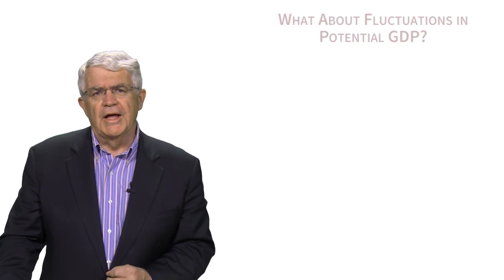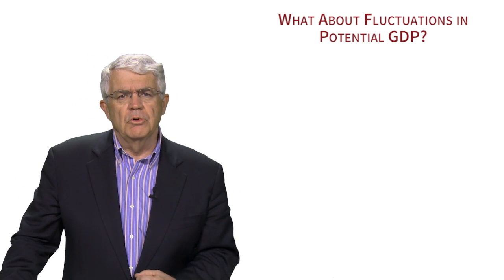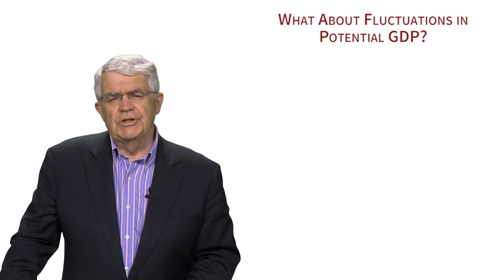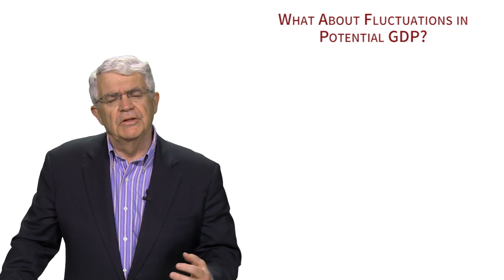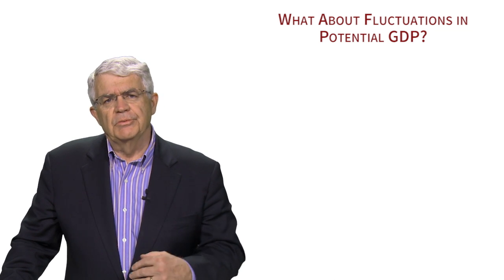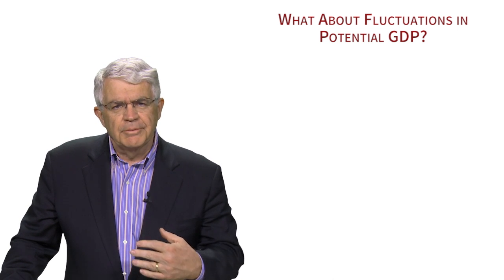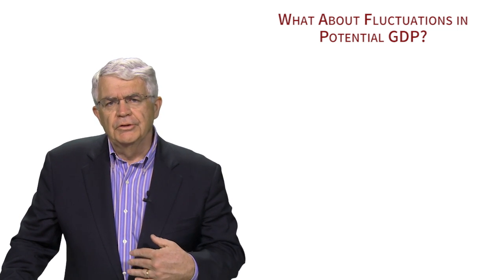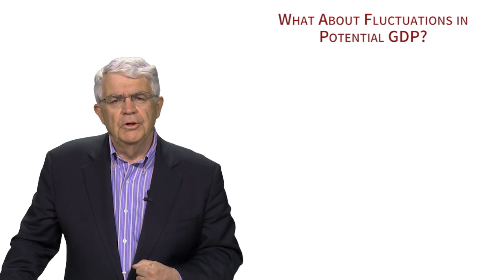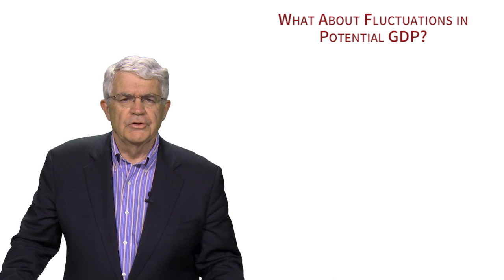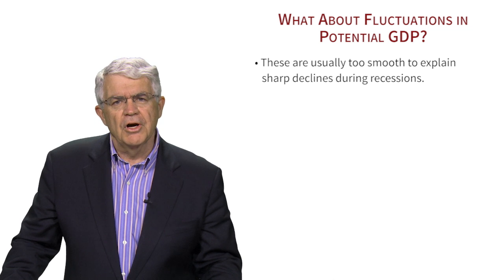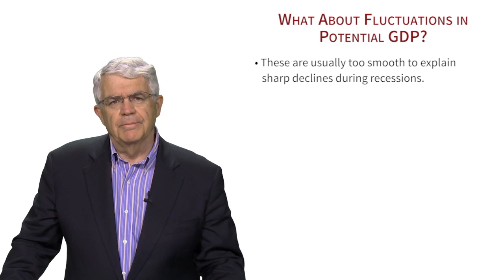When you think about this concept of demand, I think it's really important to question that and to really be sure. So you could say, well, what about fluctuations in GDP? Why couldn't it be that in a recession, say 2008, there was just a big decline in technology or productivity or capital available for production or the number of people who wanted to work? Well, of course, there are fluctuations in all of those, but they're usually too smooth and not sharp enough to explain these very rapid, sharp declines in GDP during a recession.